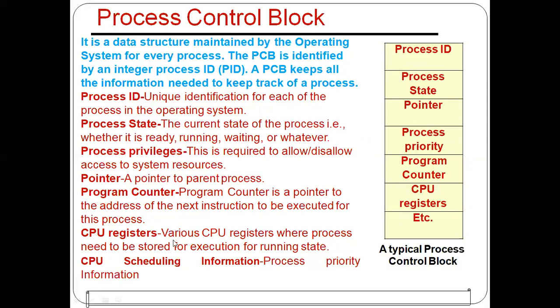CPU registers, various CPU registers where the process needs to be stored for execution in the running state. Next, CPU scheduling information, process priority information. This is the CPU scheduling information. So here first process ID, then state, pointer. So a typical process control block is just like these steps here.